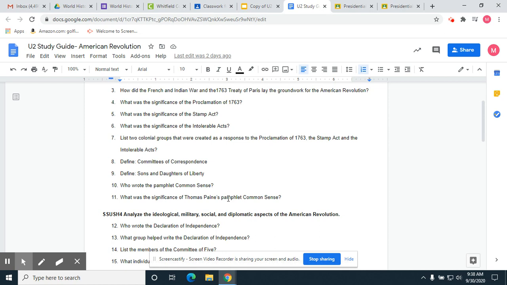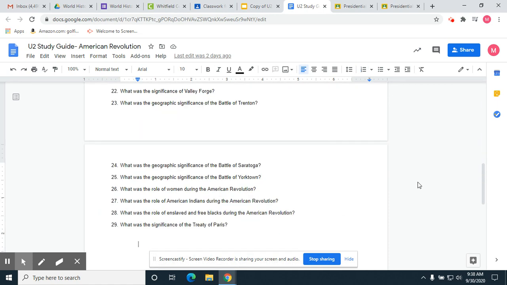Number 11, what was the significance of Thomas Paine's pamphlet Common Sense? Okay, so the significance of it is he literally lays the groundwork for how an American should think. Okay, we went from being colonists to now calling ourselves Americans because that's what we want to be. Okay, and so he's going to tell people, why are we paying taxes to somebody 3,000 miles away? Why are we letting them come into our homes and stay and sleep in our beds? Okay. Have some common sense and understand that we shouldn't be ruled by somebody that lives that far away.